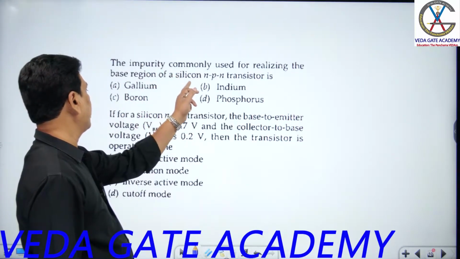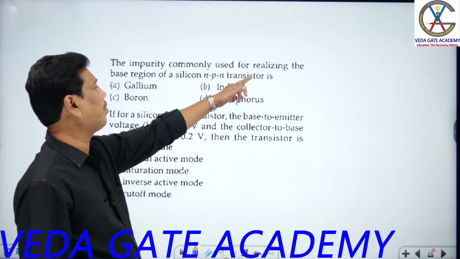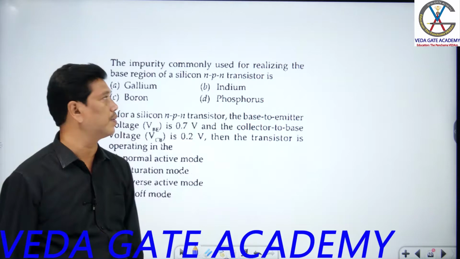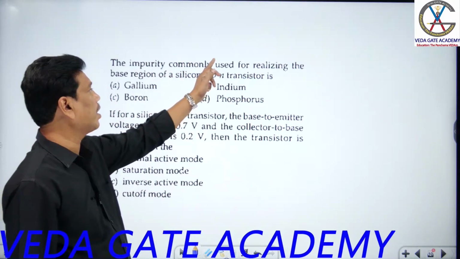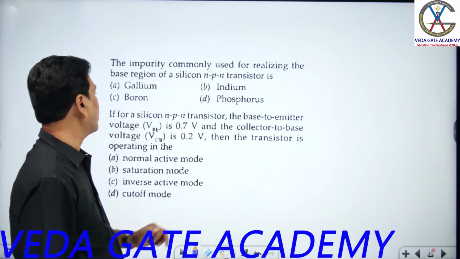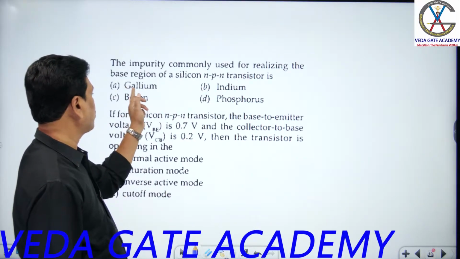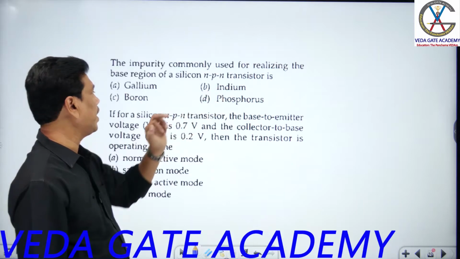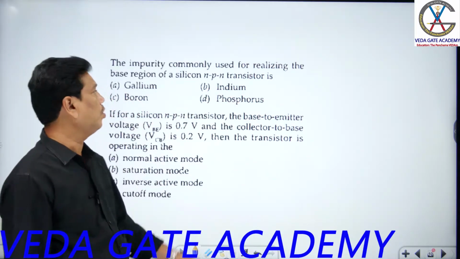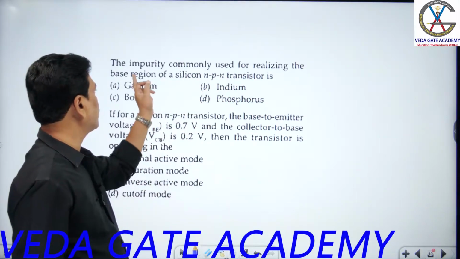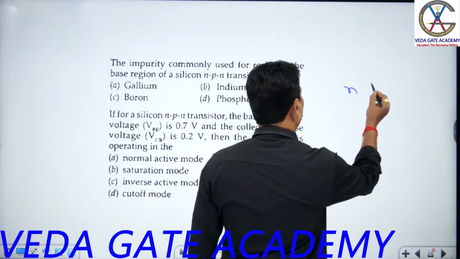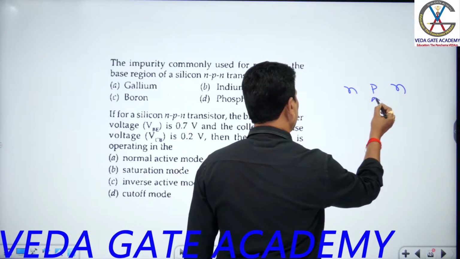The impurity commonly used for realizing the base region of a silicon NPN transistor is students. See this one now. First option given gallium, next option indium, next option boron, next option phosphorus. So it is an NPN transistor students. The impurity commonly considered for NPN transistor. So where the middle one is the base students, this one base.